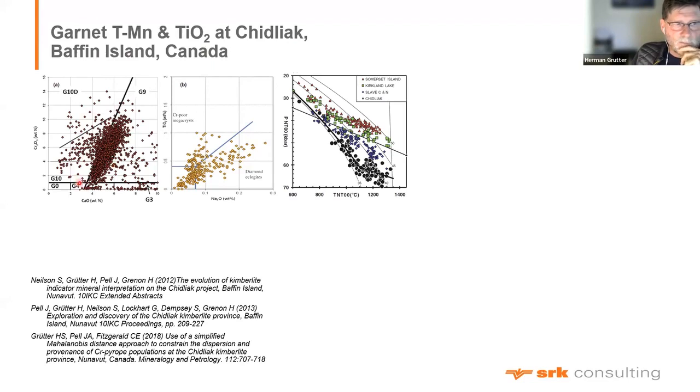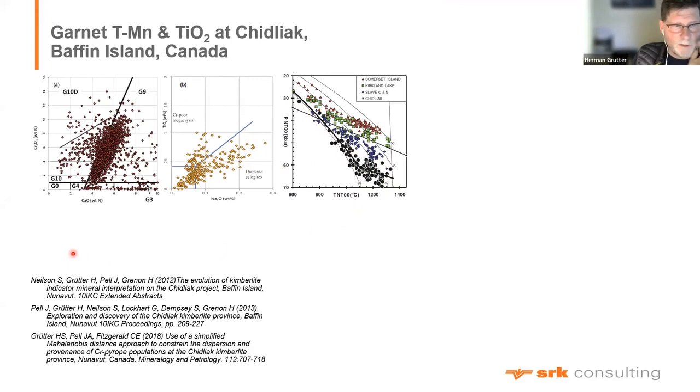Here's a chrome calcium plot for Chidliac as published in 2012. There are some eclogitic garnets. There are high sodium eclogitic garnet compositions over here. It turns out many of the diamonds from Chidliac are eclogitic, and this is an important signal to keep track of at Chidliac. We've managed to constrain a very, very cold geotherm. Look at this. It's colder than the Slave craton, and it has a kink at high temperatures, which is another part of the story that I don't need to discuss at this point.